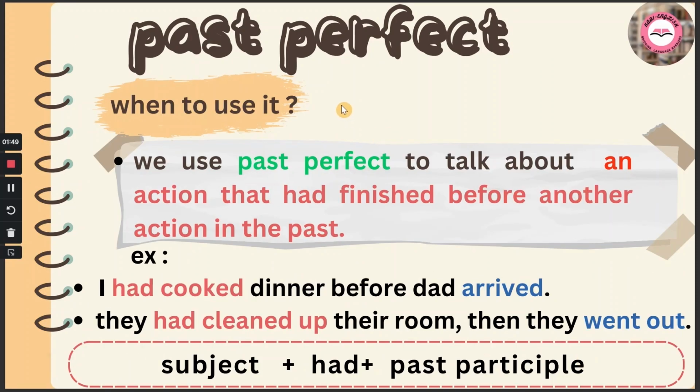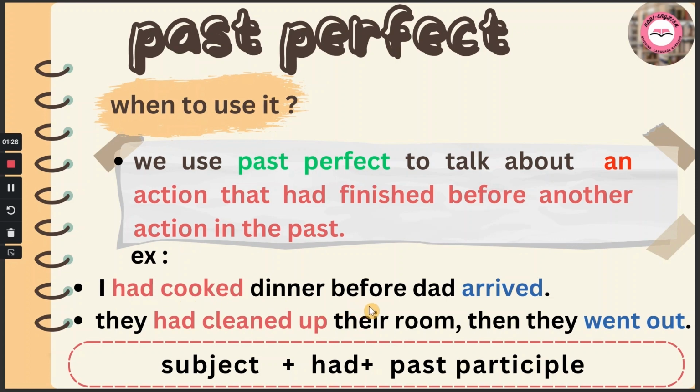Now let's move to the past perfect. We use it to talk about an action that had finished before another action in the past. So here we have two actions in the past, but to express that one was before another, we use past perfect. How? Let's take these examples.